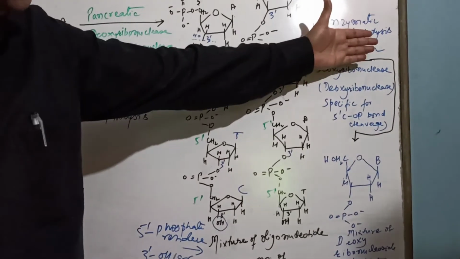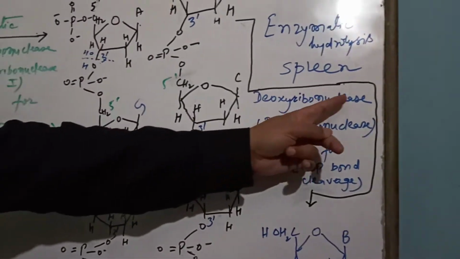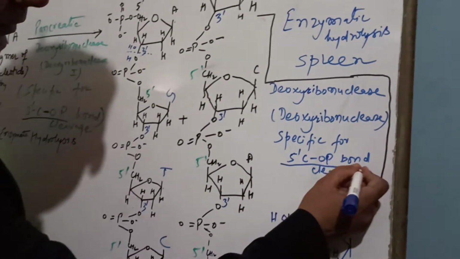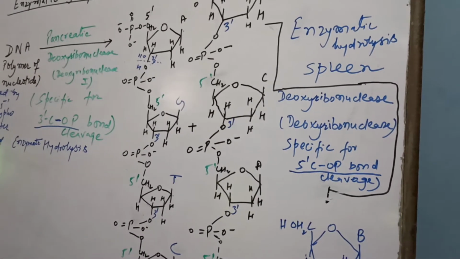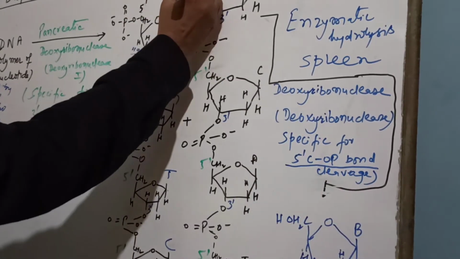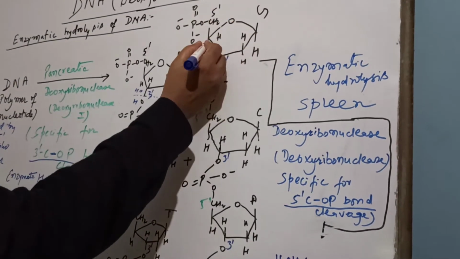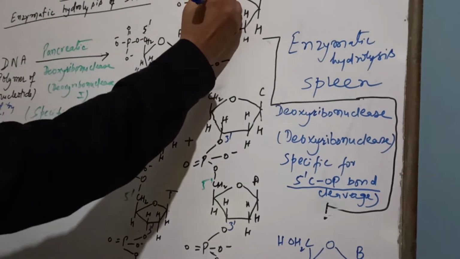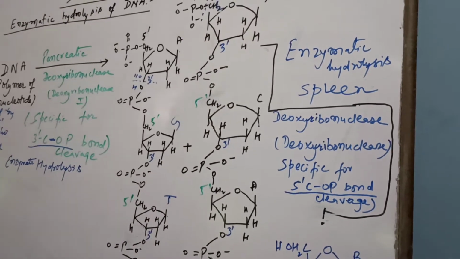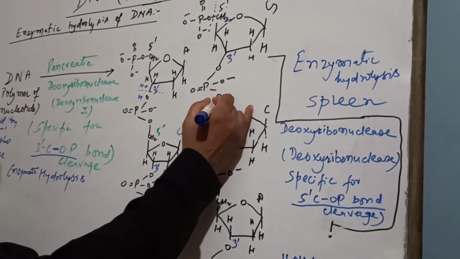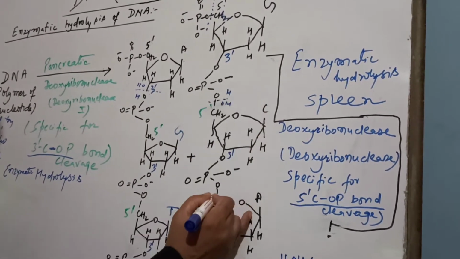And when we subject these oligonucleotides to another enzymatic hydrolysis with spleen deoxyribonuclease, now you see another interesting thing. This has a specificity for 5' COP bond cleavage. That is, here the bond will be cleaved. You can see the 5' carbon is there, and this bond will be cleaved. Now you go on here, OH, H, OH, H.